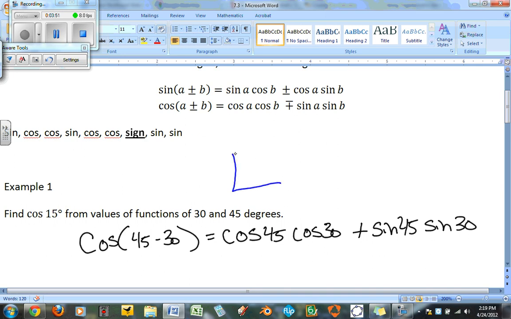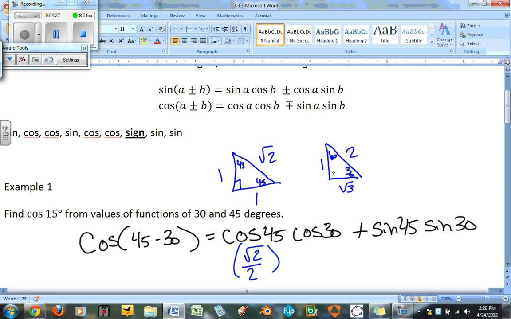What we need to do is draw our special right triangle. We're trying to find a 45, 45, 90. We want to know the cosine of 45 degrees. The sides are 1, 1, square root of 2. So the cosine of 45 degrees would be the adjacent, 1, over the square root of 2, or square root of 2 over 2, just getting rid of the radical in the denominator. We've been through that. Then we need to know the cosine of 30 degrees, so we need our 30, 60, 90 triangle. This is 1, square root of 3, and this is 2. The cosine of 30 degrees would be the square root of 3 over 2.